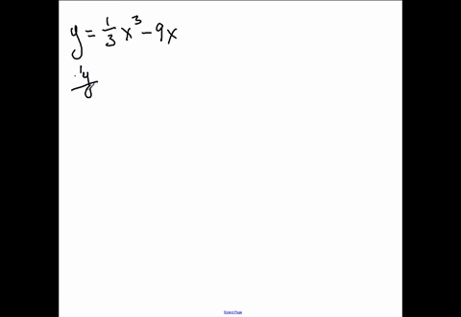I don't know what's going on. Let me fix this. Okay, because we definitely need that to be able to get to the second derivative test.